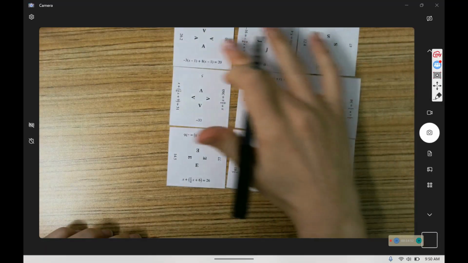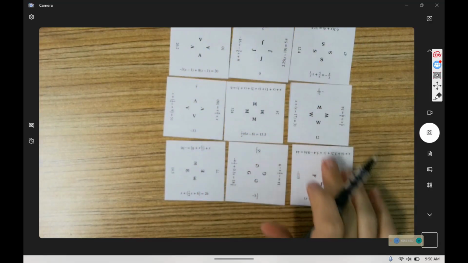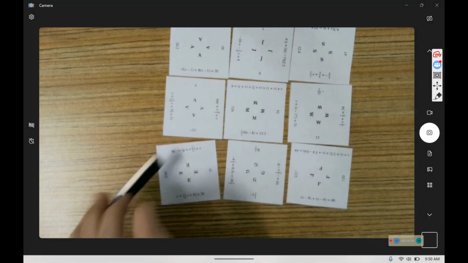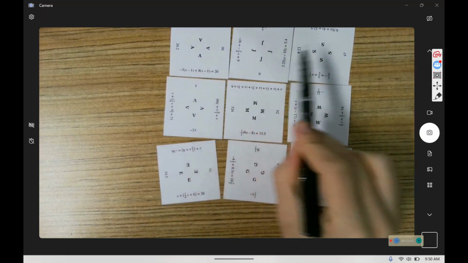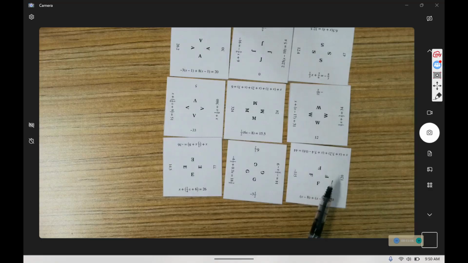And we have our puzzle finished. It should have A, J, S, V, M, W, E, G, F.